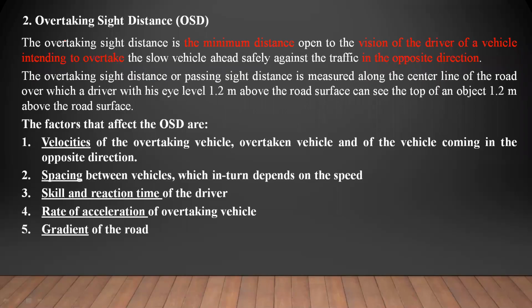Yes. So moving to the next topic, overtaking side distance. Overtaking side distance is the minimum distance open to the vision of the driver of a vehicle intending to overtake some slow moving vehicle ahead safely against the traffic in the opposite direction. So overtaking, most of you, whenever you want to overtake a vehicle, you see the opposite vehicles are at what distances or how much time it may take to come exactly nearer to you. So based upon a rough estimation, you will be overtaking the vehicle ahead.